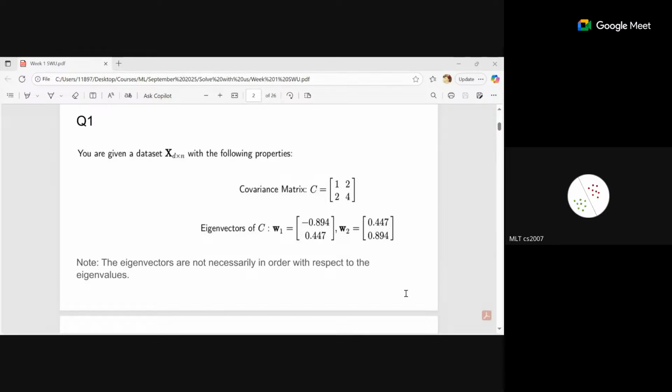Also, one note here that W1 and W2 are of length 1. You don't need to compute their length. If you compute it, it will come out very close to 1. So you can just assume the length to be 1 for W1 and W2.